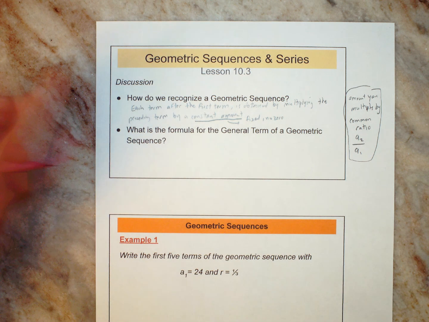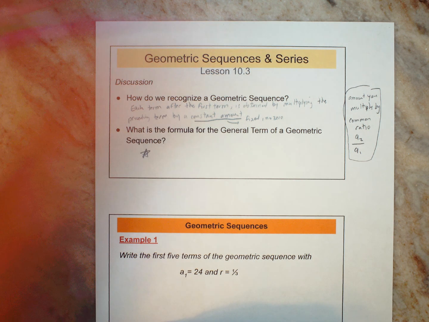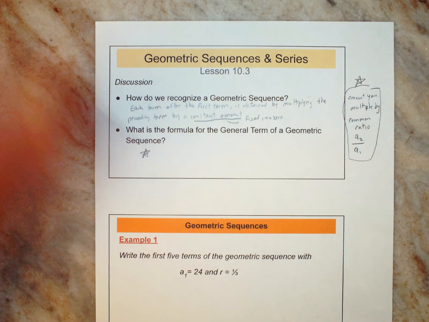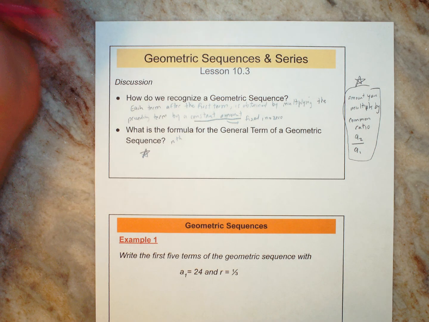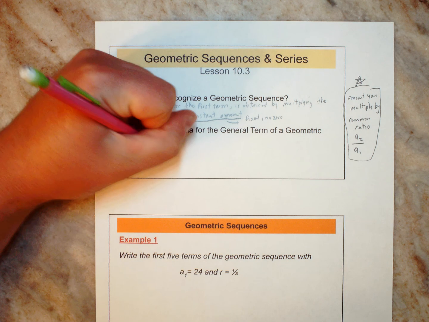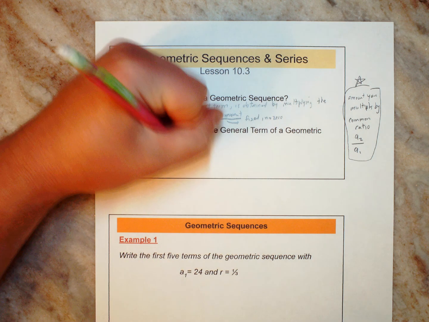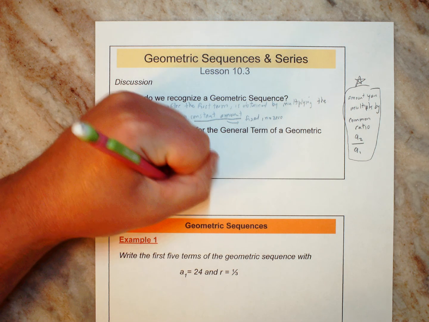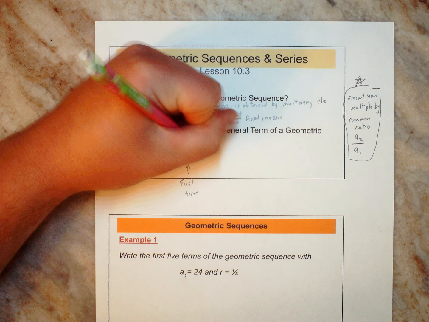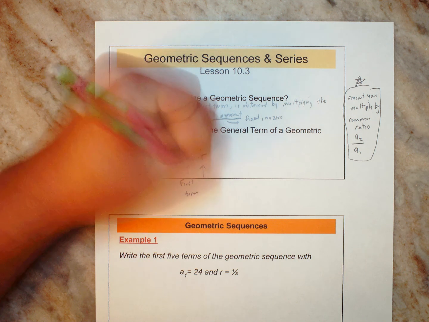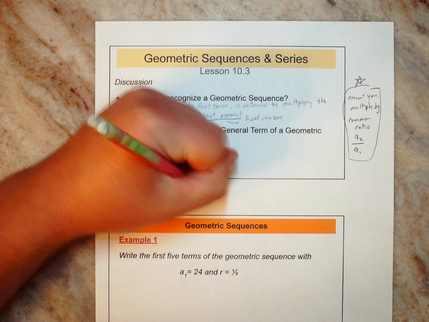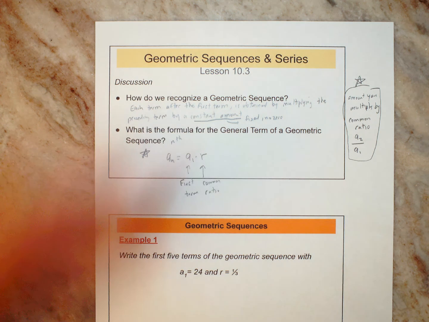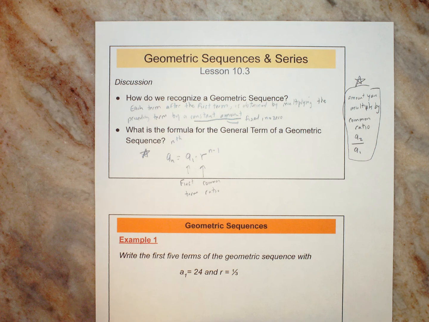The formula for the general term of a geometric sequence, another thing you're going to star because you're going to need it. For the nth term, whatever term of a geometric sequence, a sub n equals a1, which is the first term, times r, where r is the common ratio, raised to the n minus 1. And that is your formula. Those are some notes. Just have them. We're going to use them.